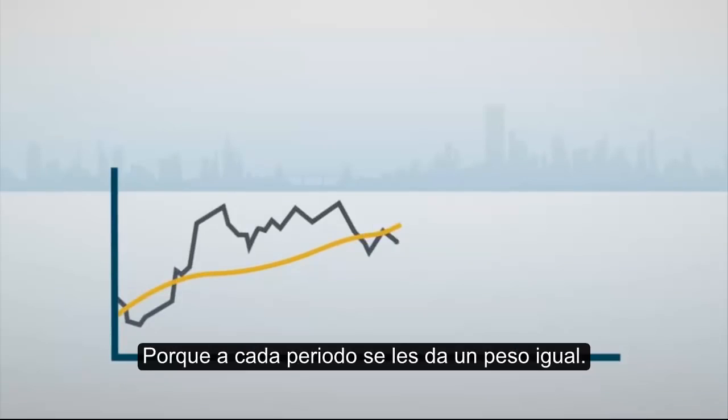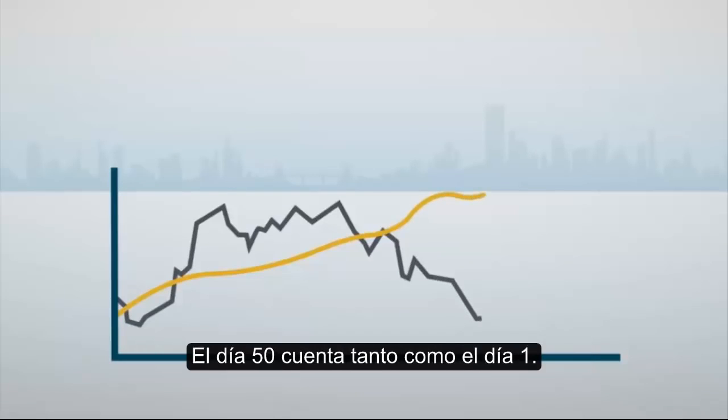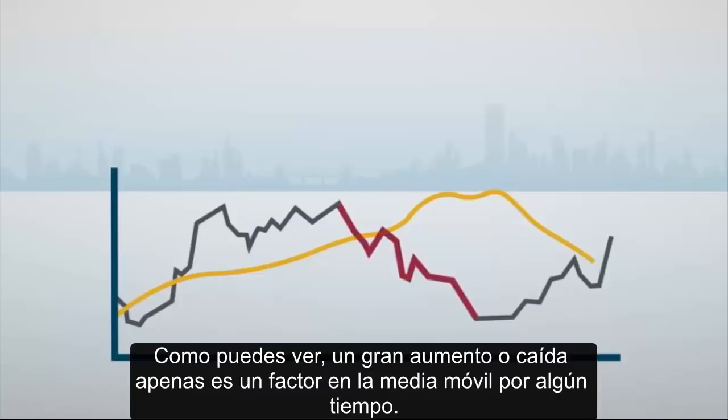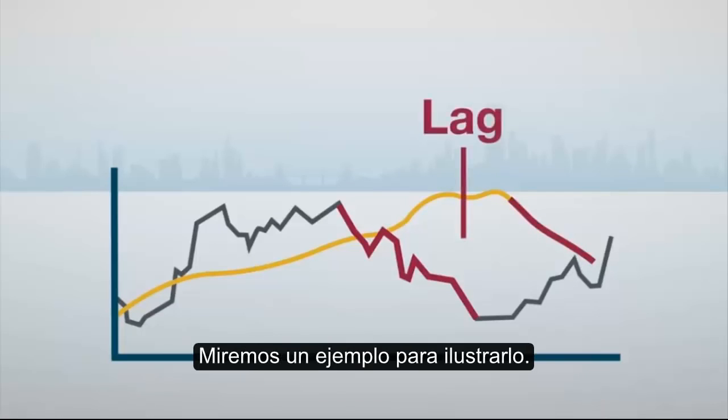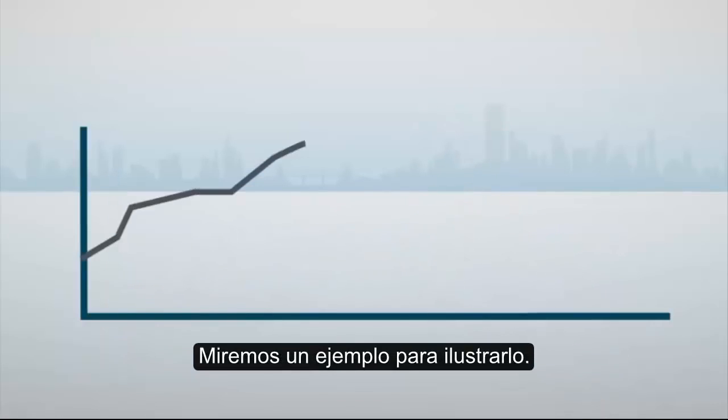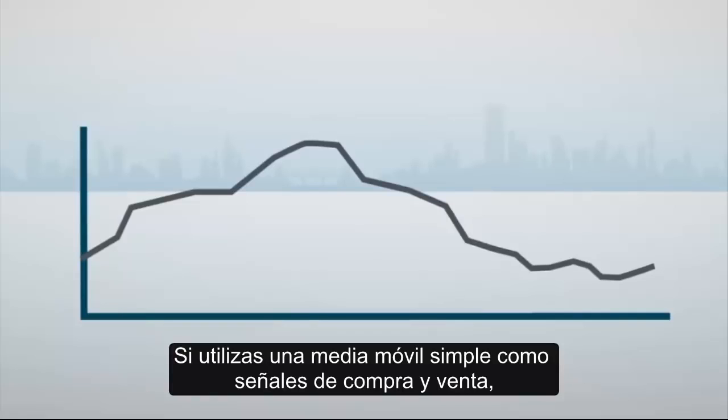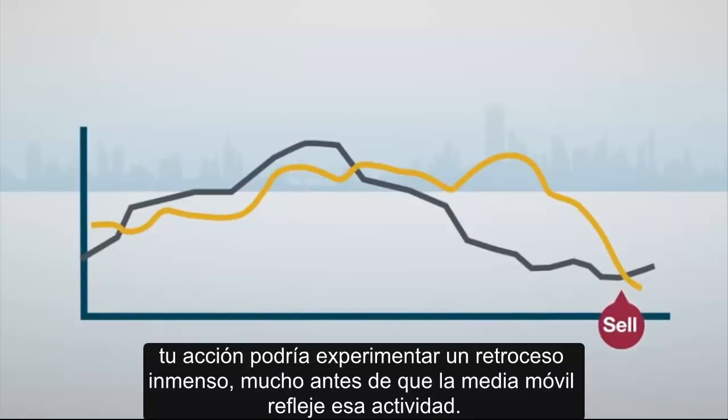The main disadvantage of any simple moving average is that they're slow to reflect price changes. Because each period is given equal weight, day 50 counts as much as day 1. As you can see, a large gain or drop hardly factors into a moving average for some time. This is known as lag. Let's look at an example to illustrate this. If you use a simple moving average for buy and sell signals, your stock could experience a huge pullback well before the simple average reflects this activity.